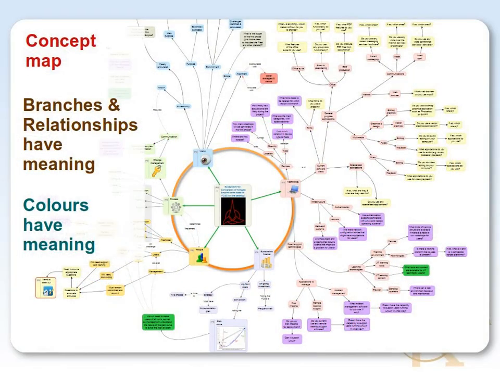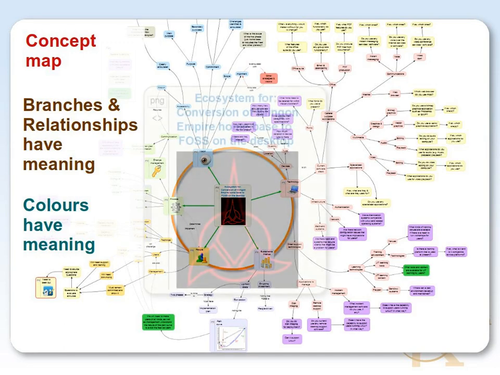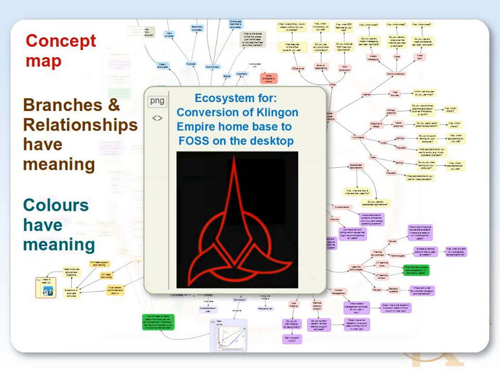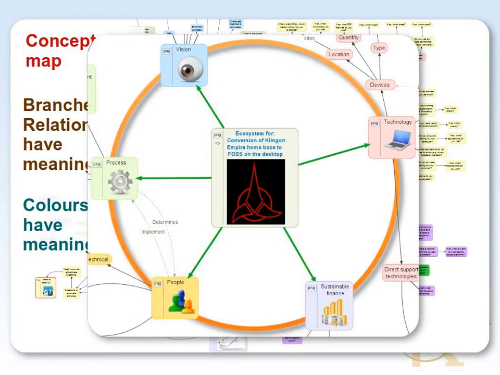Can you read that? Yes, of course you can. Okay. So at the center it says Ecosystem for Conversion of the Klingon Empire. Basically it's a concept map. The branches and the relationships have meaning, and the colors have meaning. And so you can see that on the inner side of the circle are these vision, technology, sustainable finance, people, and process blocks.